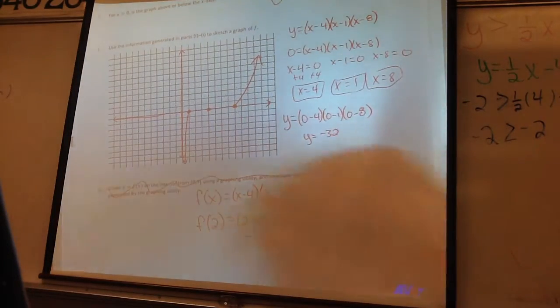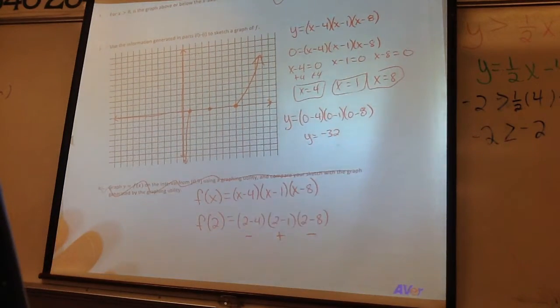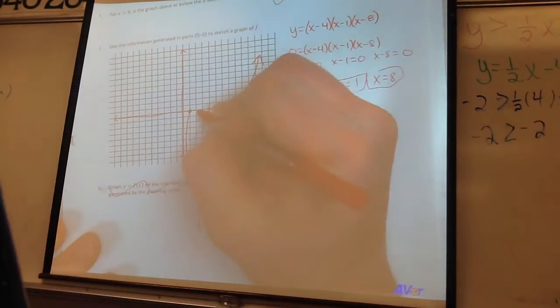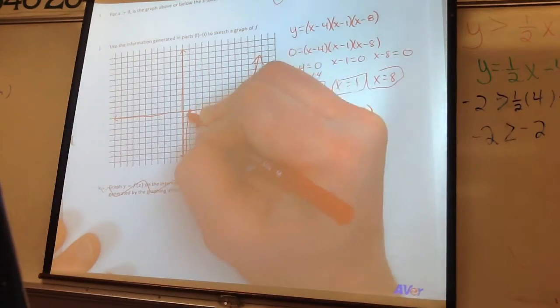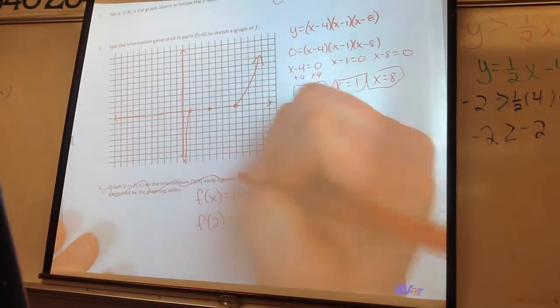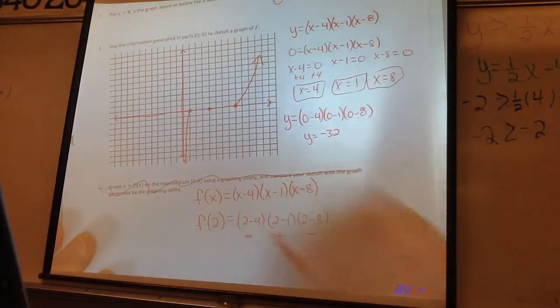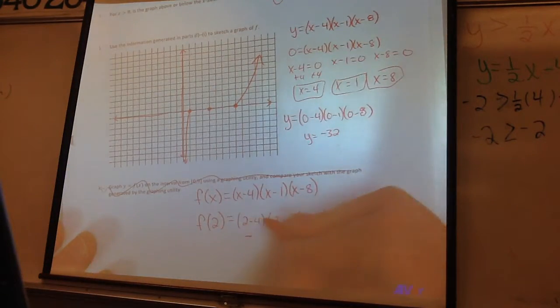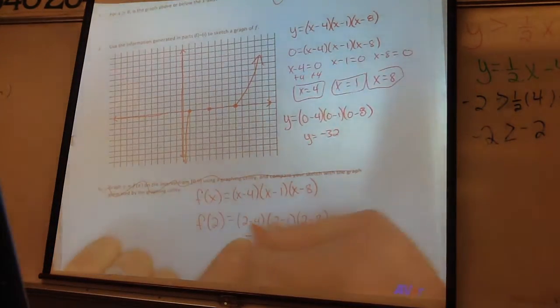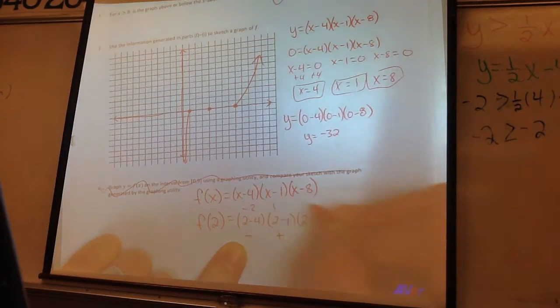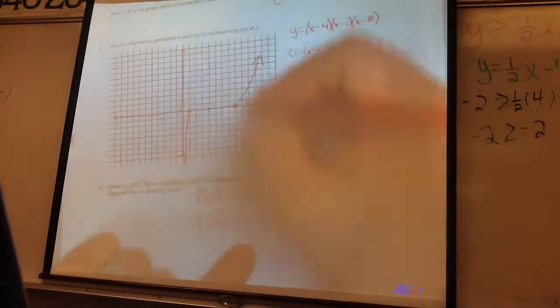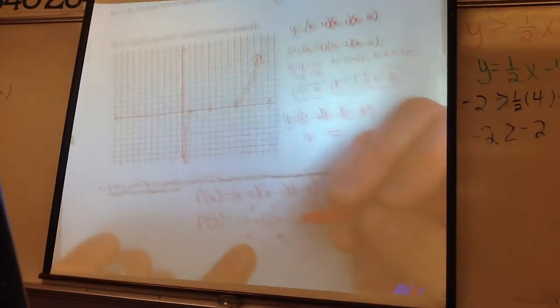So that's just a quick way of reassuring me that when x is 2, this thing is going to be up here somewhere. How much does it go? We would actually have to calculate it. You could do 2 minus 4 is negative 2, 2 minus 1 is 1, 2 minus 8 is negative 6, negative 2 times negative 6 is 12. So it goes clear up to 12. It goes way up there.